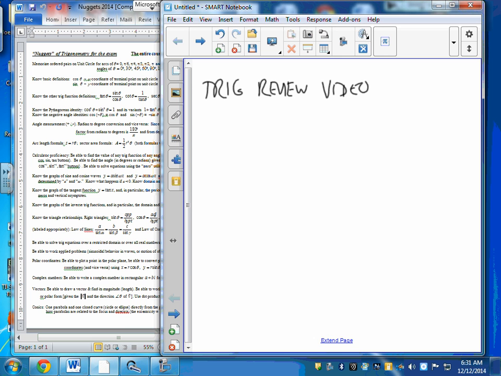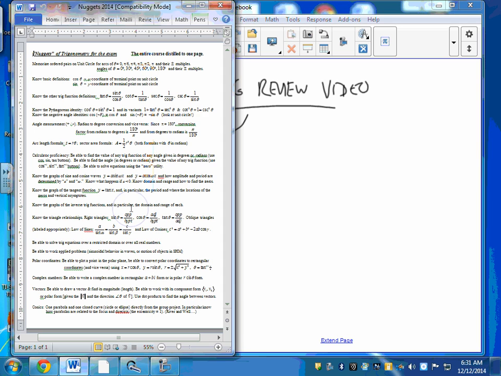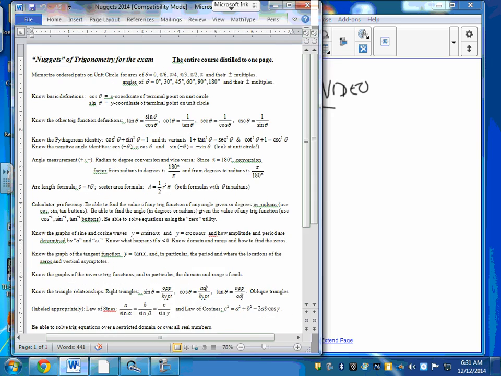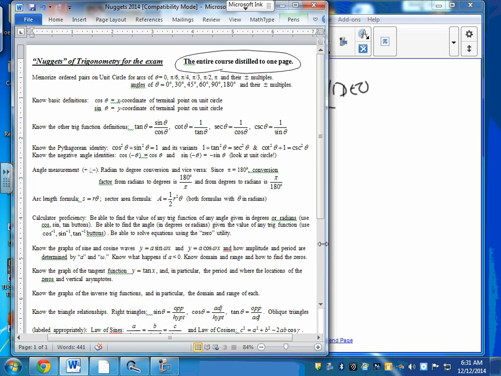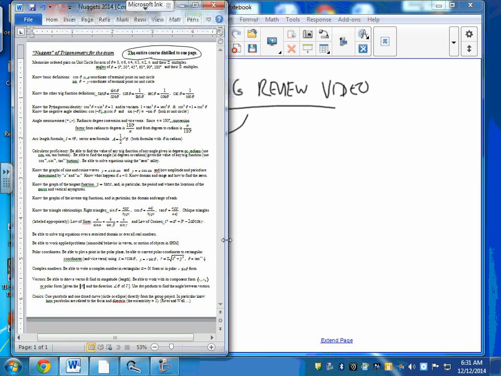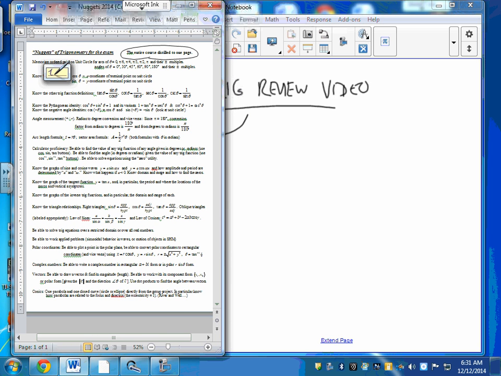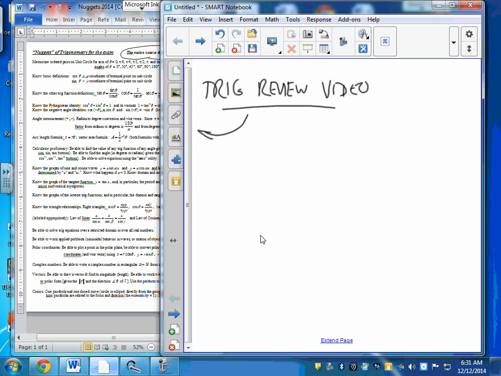And for this particular one, I'm looking at a handout I've got over here on the other side. This is titled Nuggets of Trigonometry for the Exam. What I've done here is I've taken the entire course and I've distilled it down to one page, so that if you can know all of the information on this page and their applications, then you should know everything you need to know for the exam.